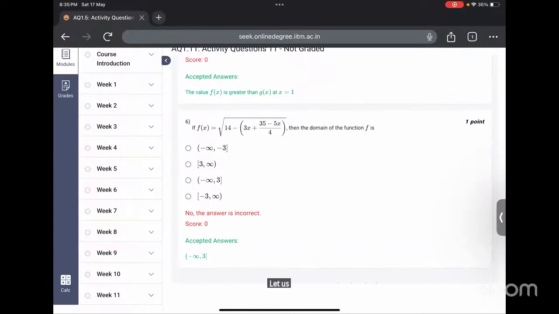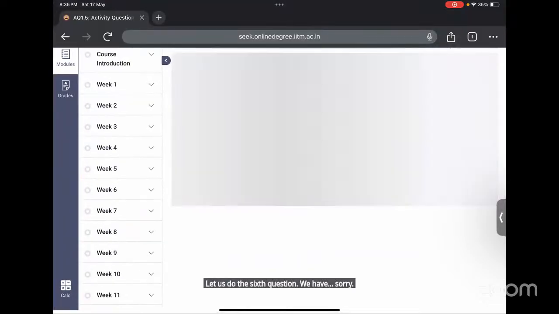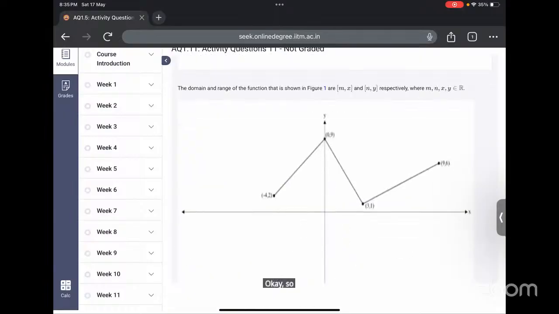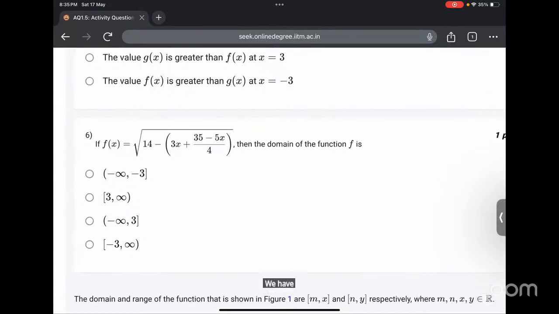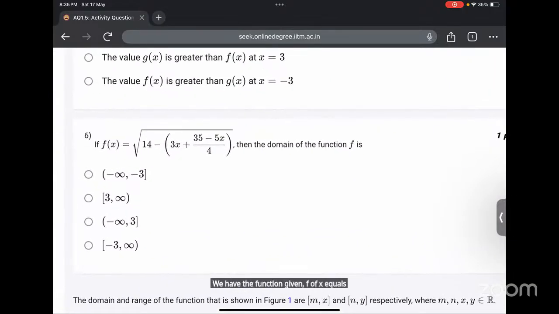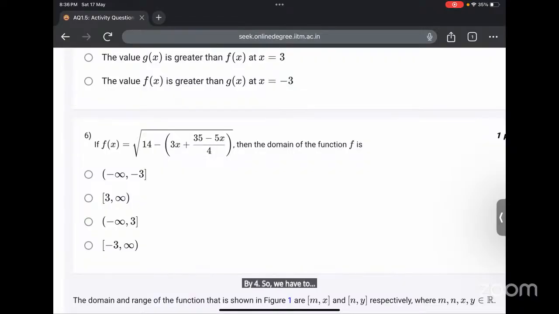Let us do the sixth question. We were at the sixth question. We have the function given, f of x equals the square root of 14 minus 3x, plus (35 minus 5x) by 4. So we have to find the domain of the function. The hint is, if you want this to be a real number, then the square root of something negative cannot be there. So try to find the value of x with this criteria. This will be the domain.